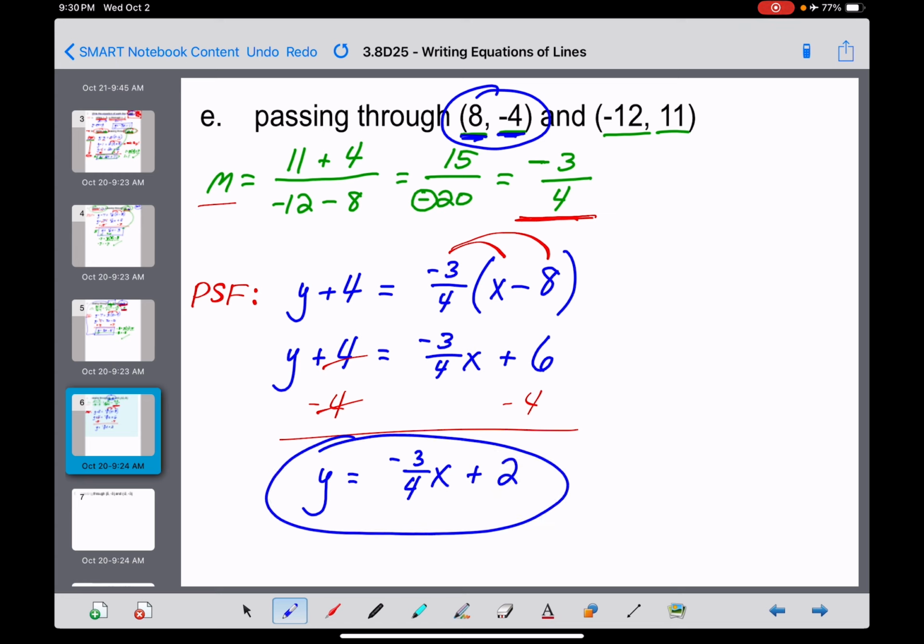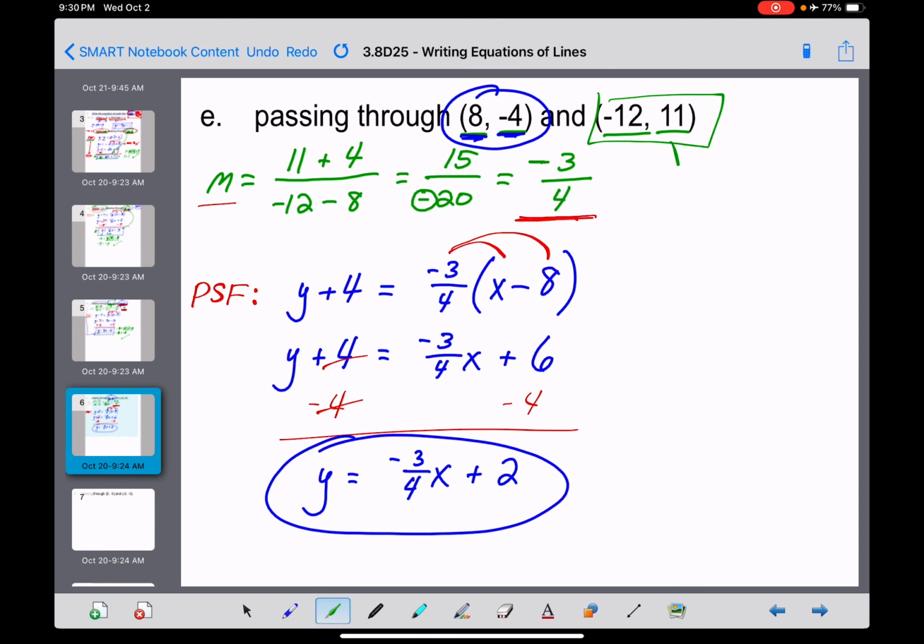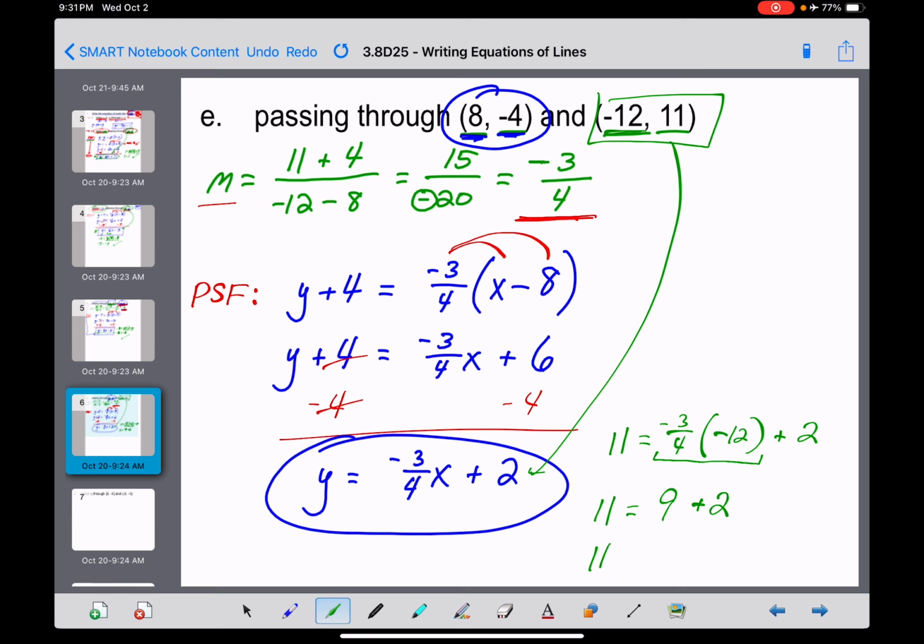So I think that's my answer, but I'm going to check it now, just like I have been doing, by using this point right in here. Let's try it. Our y value is 11. That equals, hopefully, -3/4 times an x value here of -12 plus 2. Use your calculator here on the right side, guys, but -3/4 times -12 is 9. Then there's a +2 at the end of all that, so 11 equals 11. Yep, that's exactly what we wanted to see, so that's our answer here for E.